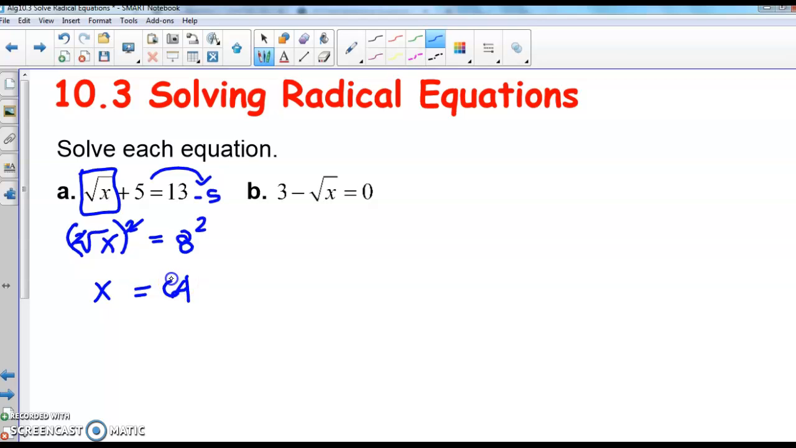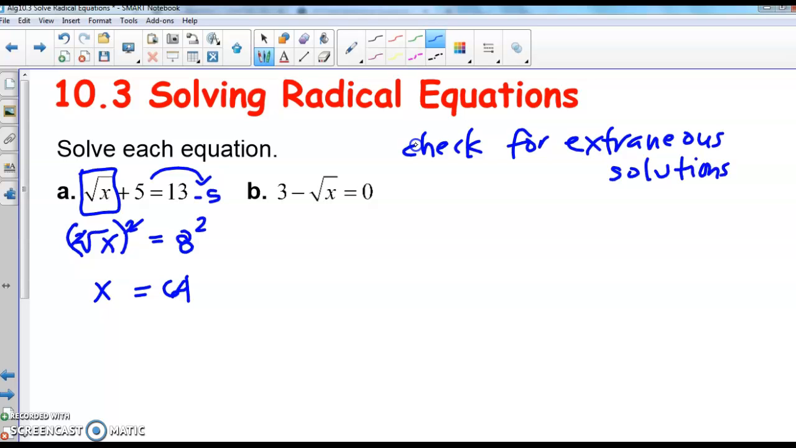Now, in this lesson, it's very important to check your solutions because sometimes you get extraneous solutions. So how do you do that? You have to plug whatever value you get into the original equation. So let's say 64. What's the square root of 64? It's 8. So 8 plus 5 is 13. That means x is equal to 64 is a solution.